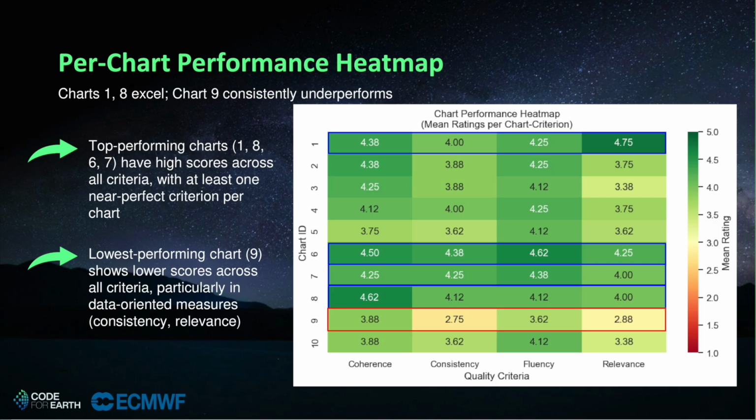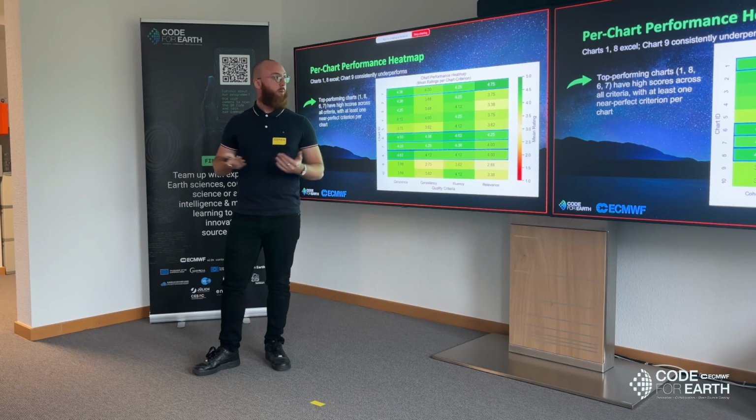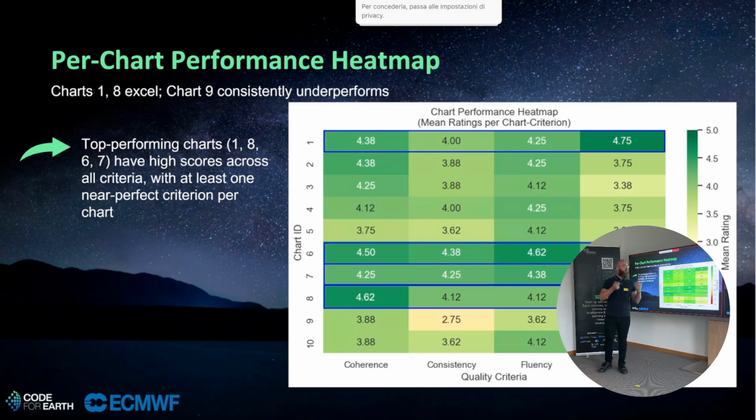So when we isolate them, what do we see? They basically have good scores across all the criteria, but they have one score usually that is above all the others. So all scores above 4 and one or more scores above 4.5. So this is interesting to know what made them good. It's basically they're good at everything.